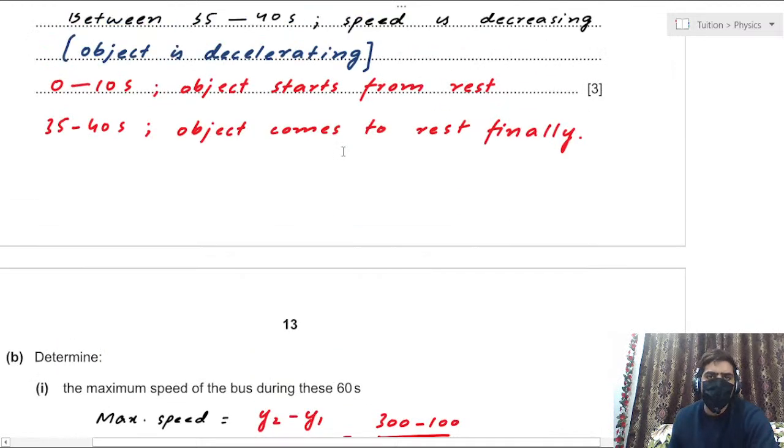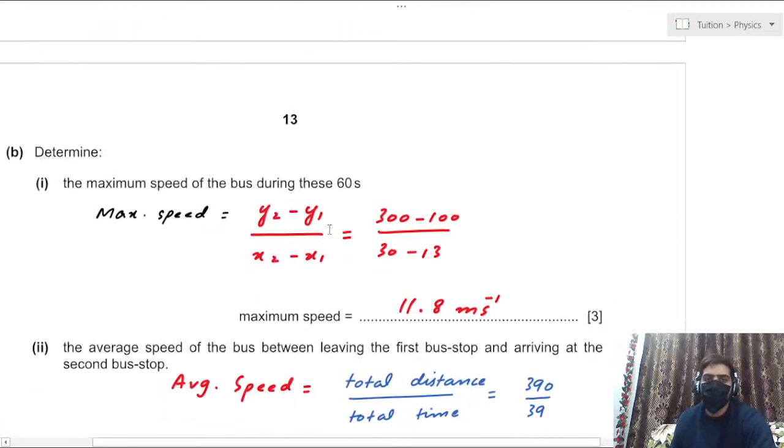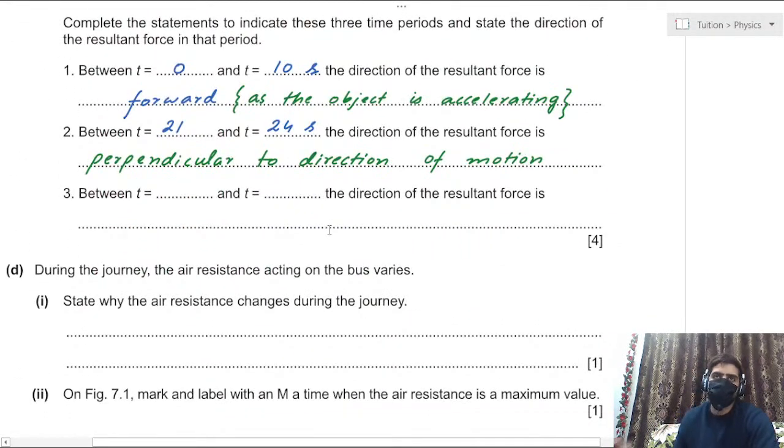And what is the third phase? The third phase, when the object has a non-zero resultant force, is that one, because it was decelerating. Whenever an object is decelerating, there is a resultant force directed backward. So it would be from 35 to 40 seconds, and you can write opposite to the direction of movement.